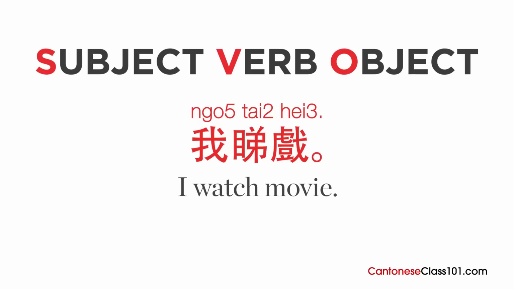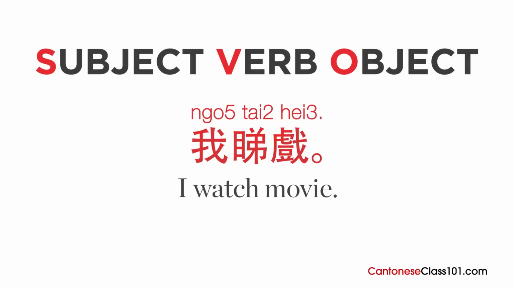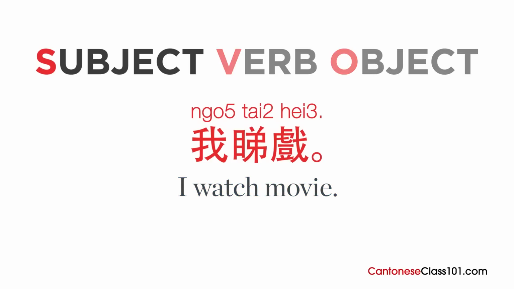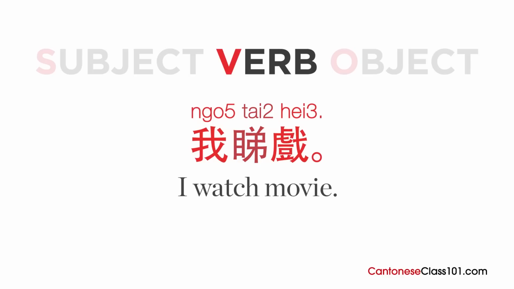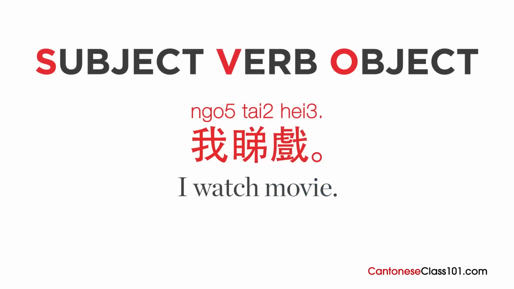To form basic sentences in Cantonese, keep that SVO word order in mind. Right. For example, 我睇戲. I watch movie. Let's break down the sentence. We start with the subject, 我, meaning I. Then comes the verb, 睇, meaning watch. And finally, we have the object, 戲, meaning movie. Subject, verb, object. Easy. Jinho, can you give us one more example?